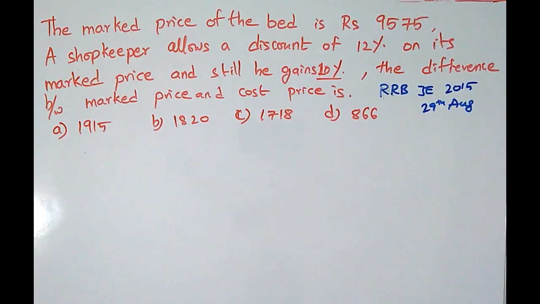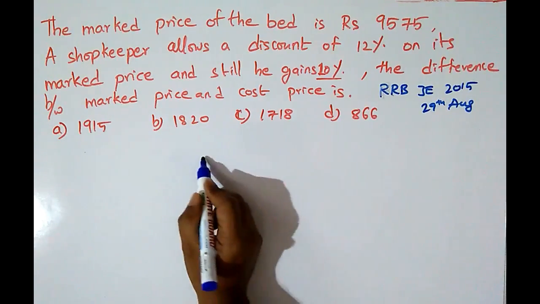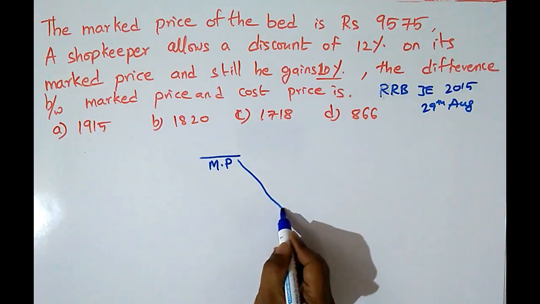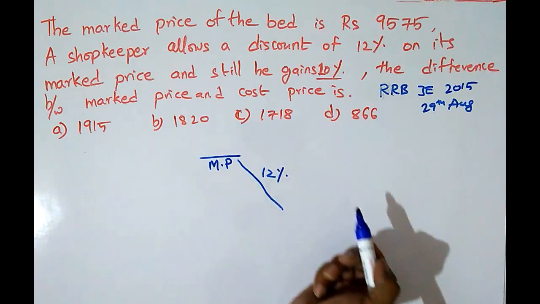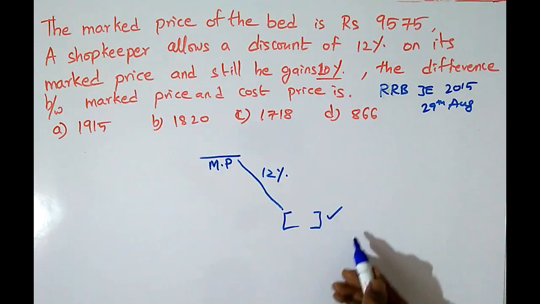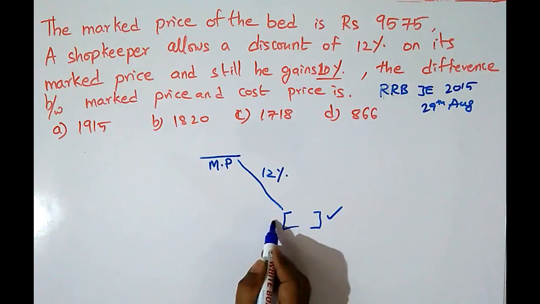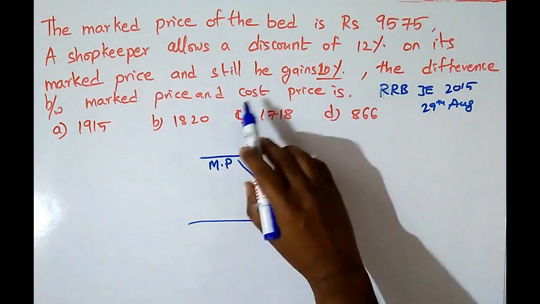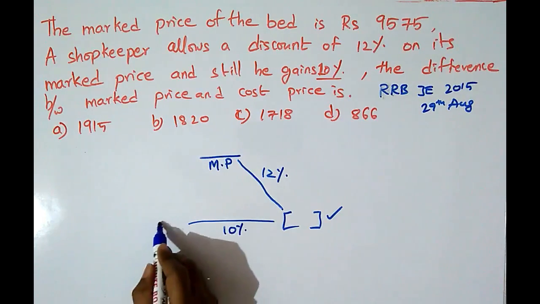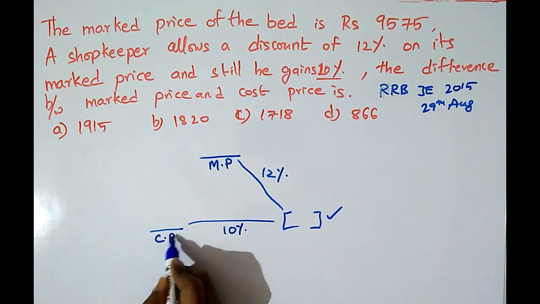Another market price problem. The market price of the bed is rupees 9575. A shopkeeper allows a discount of 12% on its market price. See friends, there is some market price. On this market price, he allows some discount of 12%. After the discount, the customers will pay this amount. If customers pay this amount, then still he gains 10% profit. Still he gains 10% on his cost price.